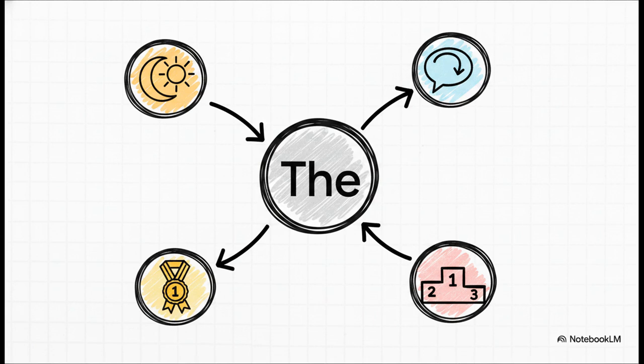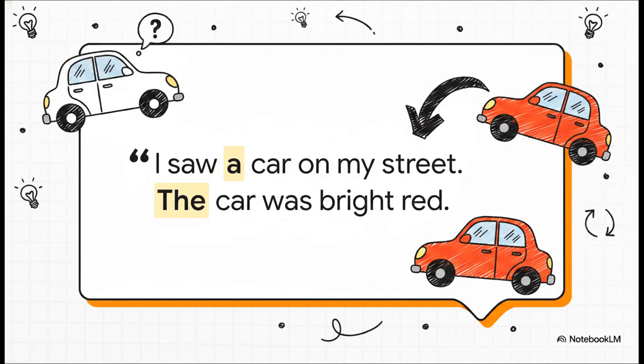So when do we use this specific pointer? Well, there are a few key situations. We use it for things that are literally one of a kind, like the sun or the moon. We also use it for things we've already talked about, and for two other special cases, superlatives and ordinal numbers. Let's take a quick look at those. This little story is the perfect example of that already mentioned rule. So in the first sentence, it's just a car. Could be any car in the world. But once I've introduced that car to you, it's now a specific car in our shared story. So the second time I mention it, it becomes the car. Simple and totally logical when you see it like that.